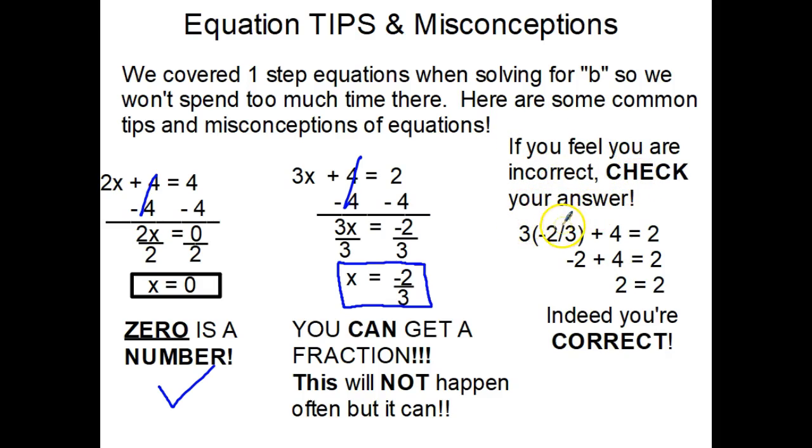So 3 times negative 2/3 plus 4 is equal to 2. This is saying if x is equal to negative 2/3, this problem is saying 3 times a number plus 4 gives you 2. So it's really saying, what is that number? We're saying that number is negative 2/3. So 3 times negative 2/3 is negative 2. Negative 2 plus 4 is 2. So we know that the number is negative 2/3.